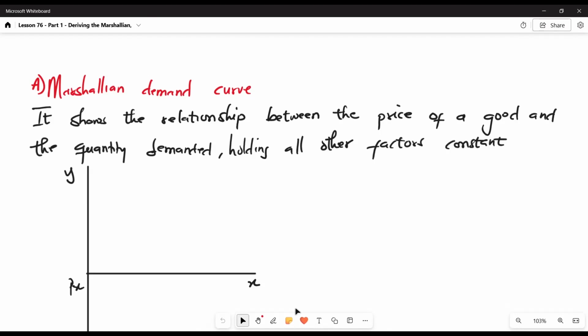Along a given demand curve, if the good is a normal good, as the price of the good increases, even though the nominal income does not change, the real income in terms of purchasing power decreases, which induces a decrease in the demand of the good. We will use this idea to derive our Marshallian demand curve.